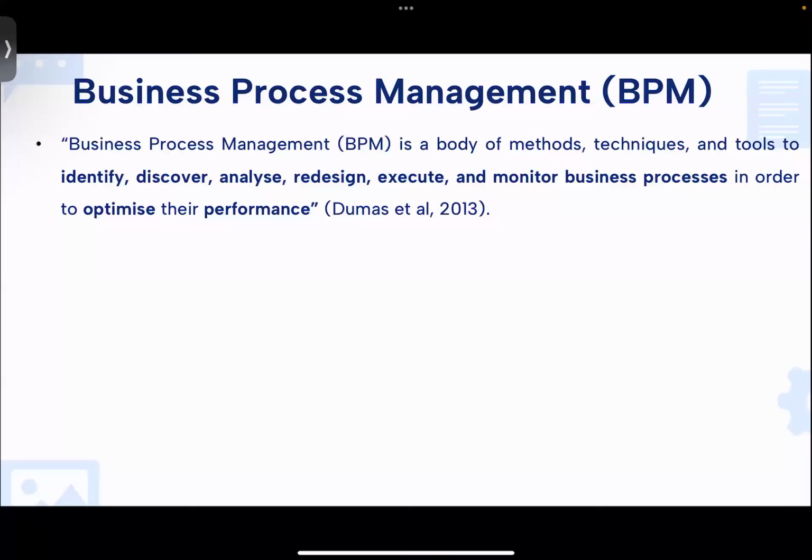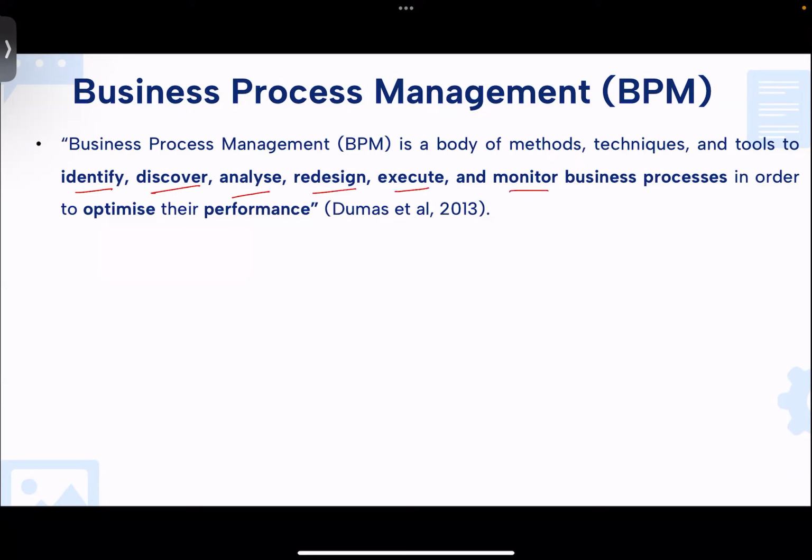In this definition, it discusses what business process management is. It is a body of methods, techniques, and tools to identify, discover, analyze, redesign, execute, and monitor business processes in order to optimize their performance. Basically, it means the use of methods, techniques, and tools to do several activities with the intention of optimizing the performance of business processes. The activities involved are identifying, discovering, analyzing, redesigning, executing, and monitoring processes.